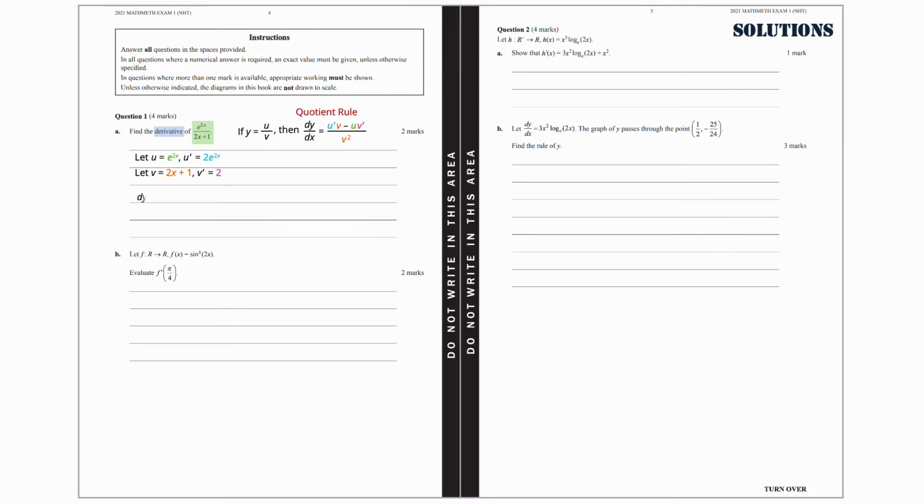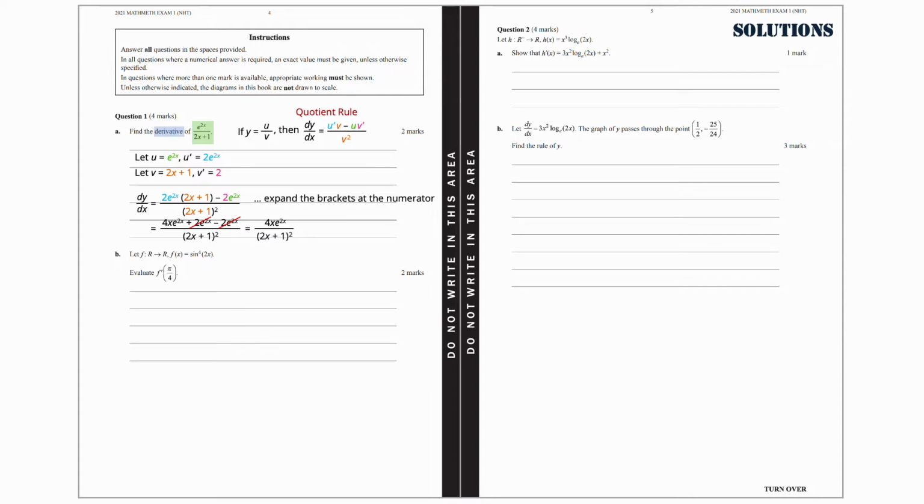Let's put all of this together. So dy dx equals 2e to the power of 2x times 2x plus 1 minus 2e to the power of 2x. And all of this is divided by 2x plus 1 all squared. Let's expand the brackets at the numerator. Notice how the last two terms at the numerator are the same. One is positive, one is negative, so they cancel out. So the answer is 4x e to the power of 2x all divided by 2x plus 1 all squared.